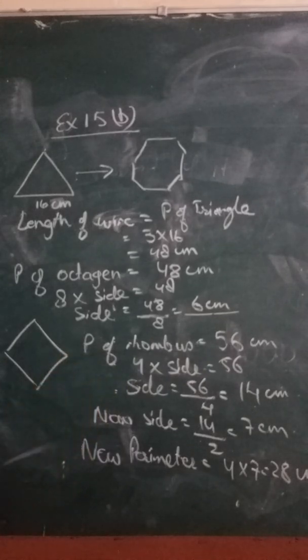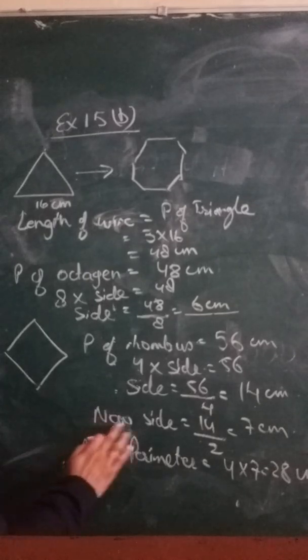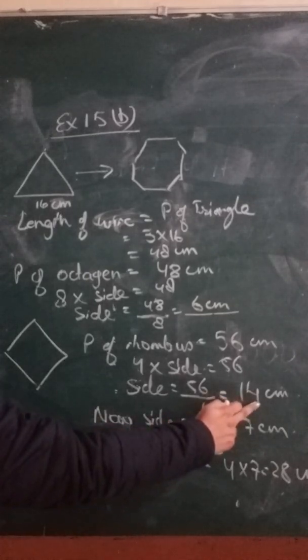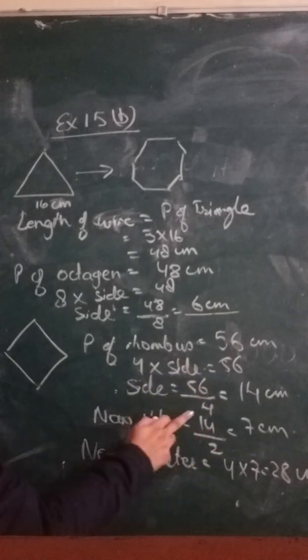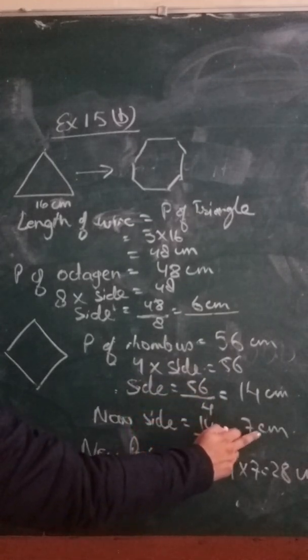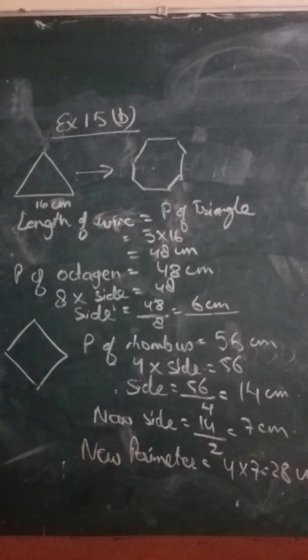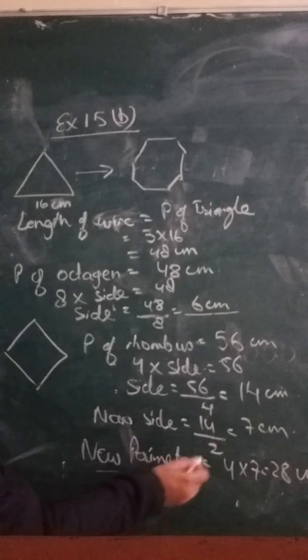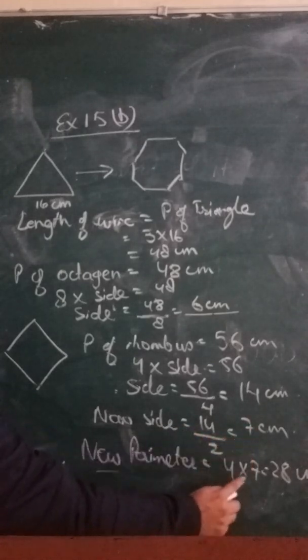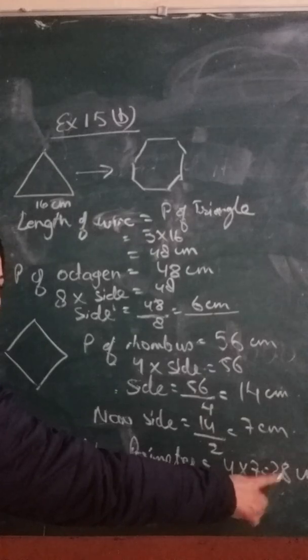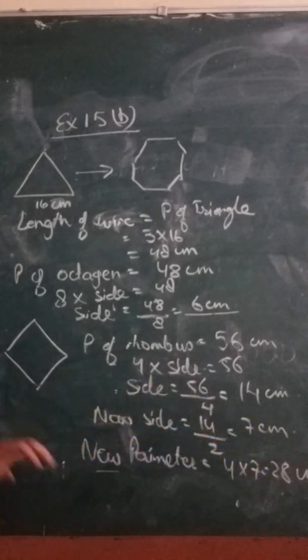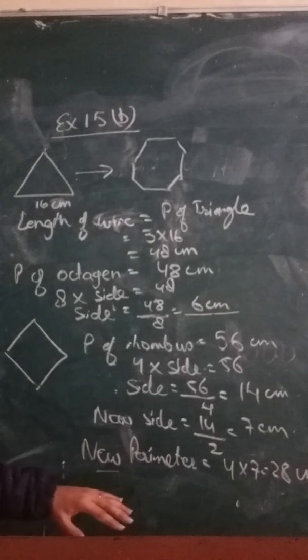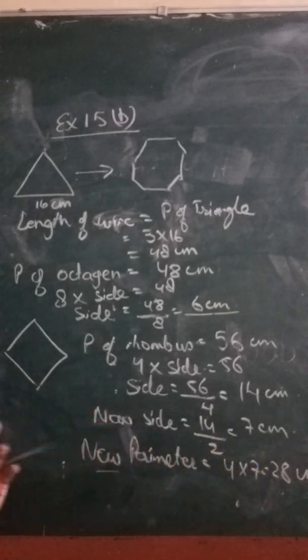Now they are saying, if each of the sides is halved, what is the new side? This 14 was the earlier one. Now they have reduced it to half. So 14 upon 2, that is 7 centimeter. So what is the perimeter of that new rhombus? New perimeter will be equal to 4 into this new side. 4 into 7, that is equal to 28 centimeter. Is that clear? So again option C is correct, that is 28 centimeter. Now with this we come to an end of this exercise 15b.